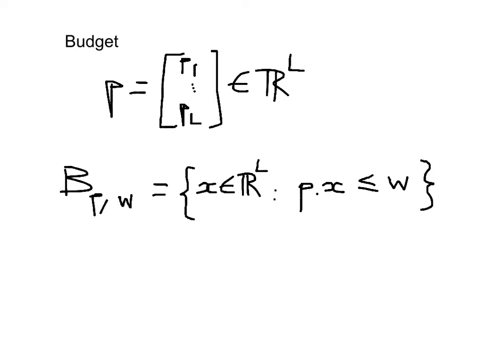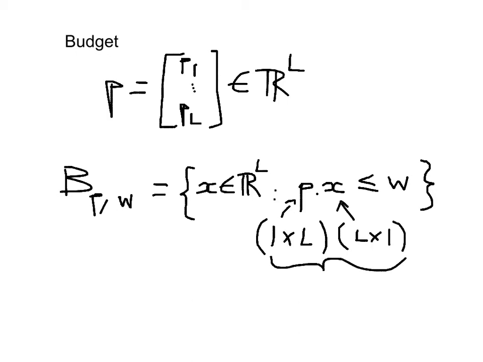Now, you'll note that this p·x here, this product, is the product of two vectors. The price vector here is going to be 1 by L. The consumption bundle here is going to be L by 1 in terms of the dimensions. So we end up with a scalar, which makes sense since we're comparing this scalar to the wealth of the consumer.